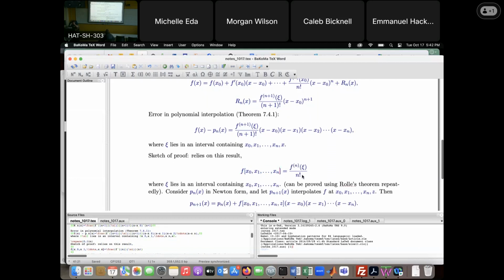So this is true of divided differences in general. When you have an nth order divided difference, and therefore there will be n plus 1 x values listed here, that is equal to the nth derivative of f over n factorial at an unknown point xc that lies in an interval containing all of these points.